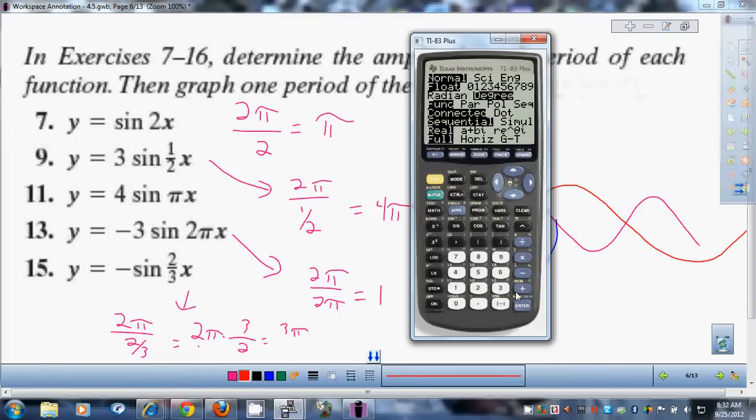Alright, I need to make sure I'm in radian mode, because I'm putting in pi values. Y equals. First of all, I'm going to do regular sine of x. And then I'm going to do -3 sine of 2 pi x. I'm going to go to my window. -10 to 10 is fine. Actually, I don't need to go that far. We'll just go -5 to 5. That way it'll be bigger.